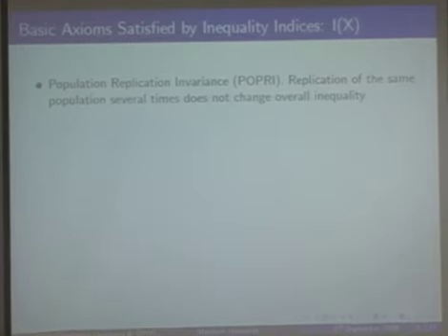Population replication invariance is the same axiom that you learned in terms of HDI. If we replicate the population several times, inequality shouldn't change.